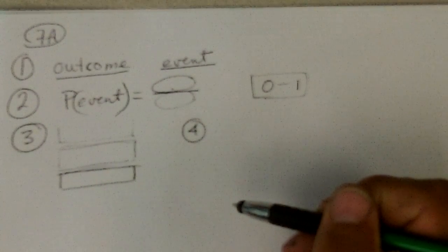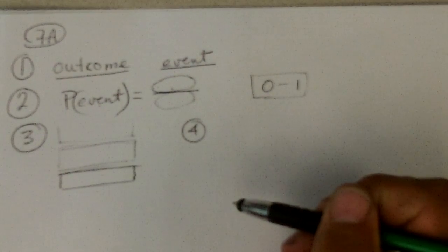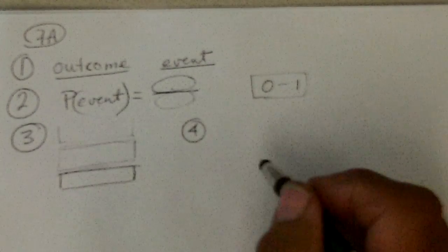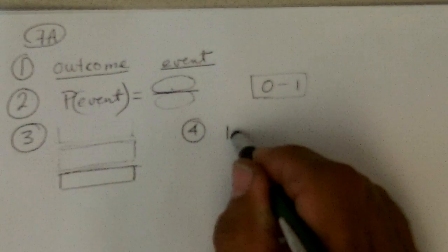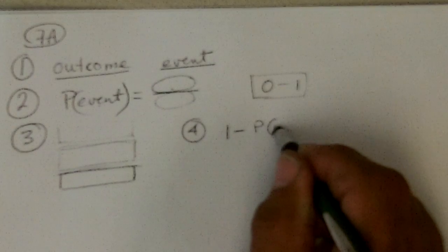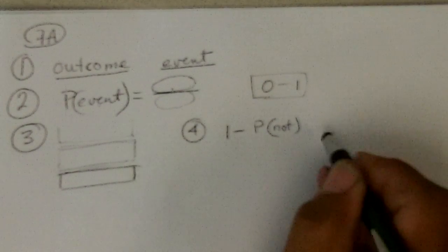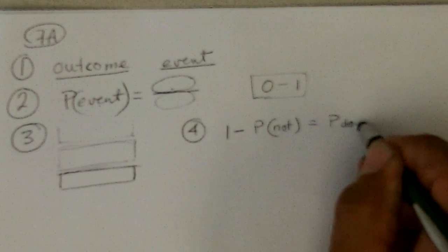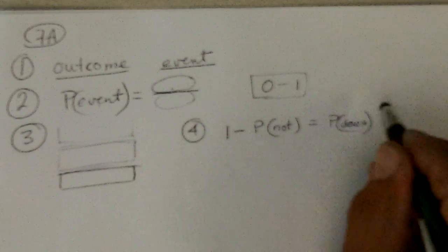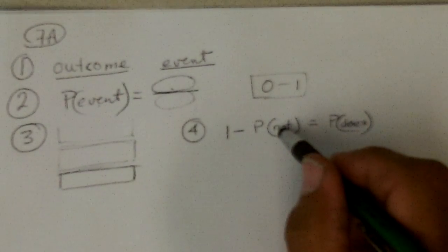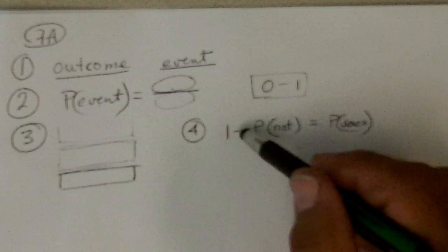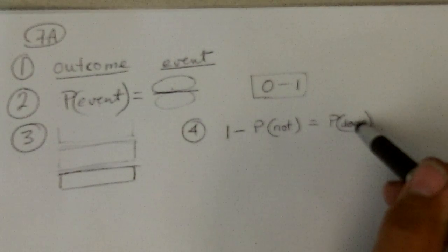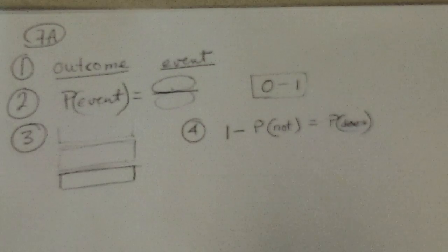Number 4 is how probable is it? How is the probability of an event not occurring related to the probability that it does occur? The probability of it not occurring is 1 minus the probability of it occurring, because either it does or it doesn't, and the total probability is 1. So 1 minus the probability it does is the probability it does not, and vice versa.